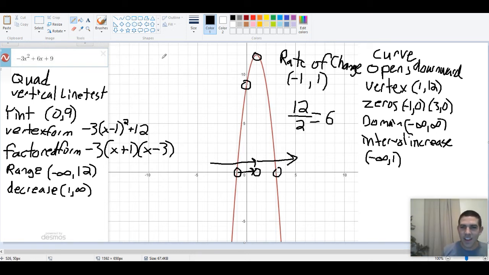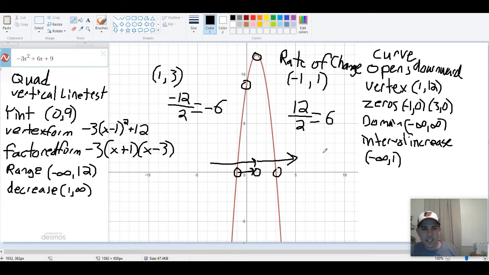You think I can't steal that? I can do the same thing. How about the rate of change from the interval of 1 until 3, until the other zero? What's the rate of change from the vertex to the next zero? Well, what's the change in y from the vertex down to this zero? That would be -12. Change in y is -12. And then change in x is 2 again. So this time I got -12 divided by 2 is -6. The rate of change over the interval of 1 to 3 is -6. Ha! Stole it.